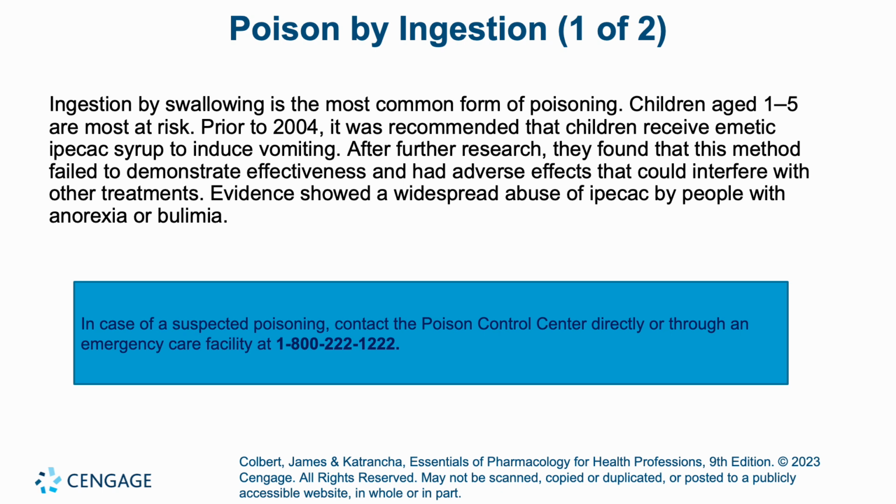Poison by ingestion. Ingestion by swallowing is the most common form of poisoning. Children aged 1 through 5 are most at risk. Prior to 2004, it was recommended that children receive emetic ipecac syrup to induce vomiting. So just so you know, the word emetic is vomiting, or emesis is vomit.